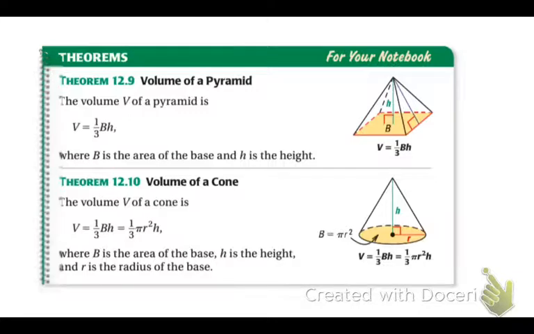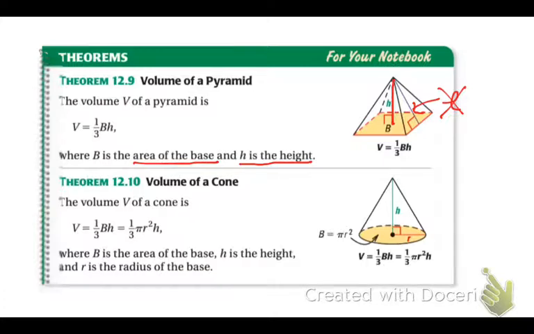Okay, and the formula is 1/3 times the area of the base times h, where h is the height. Notice this is not the slant height that we used for surface area, that little l. But for volume, that's not what we're going to use. We actually use the height from the middle of the base up to the very top of the pyramid. So you have to be careful and know which height you're going to use.